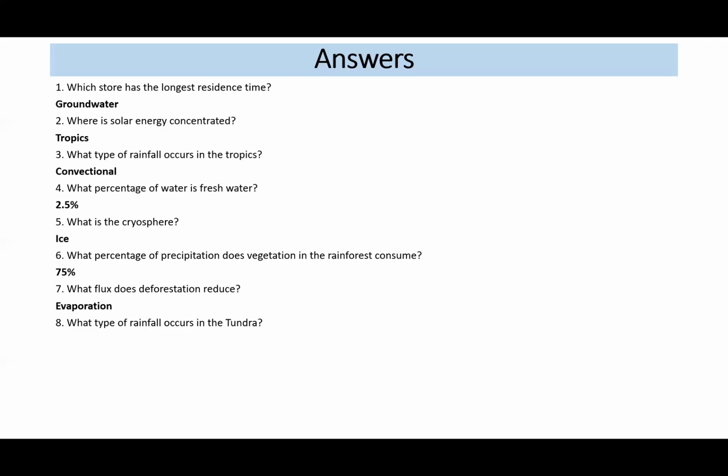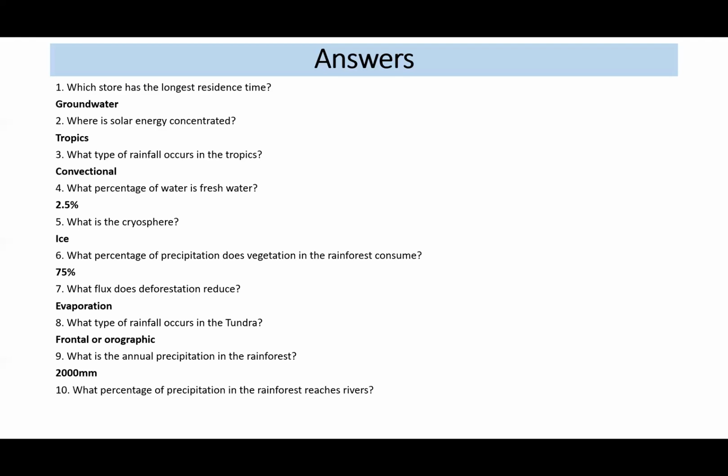What type of rainfall occurs in the tundra? Frontal or orographic? Frontal, that's when two different air masses meet. Orographic, that's when air is forced up over land. That causes your clouds, causes your rain. Annual precipitation in the rainforest, 200 millimetres a year. We get about 400 or 500 in Nottingham, so 2 to 2.5 times what the rainforest gets. What percentage of precipitation in the rainforest reaches rivers? Less than 25%.